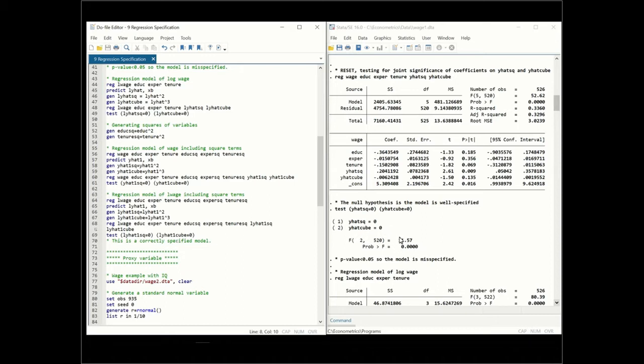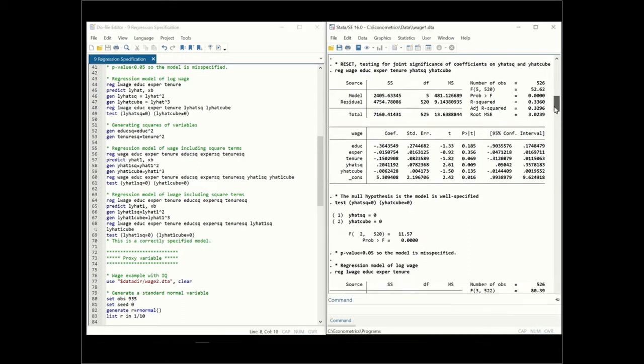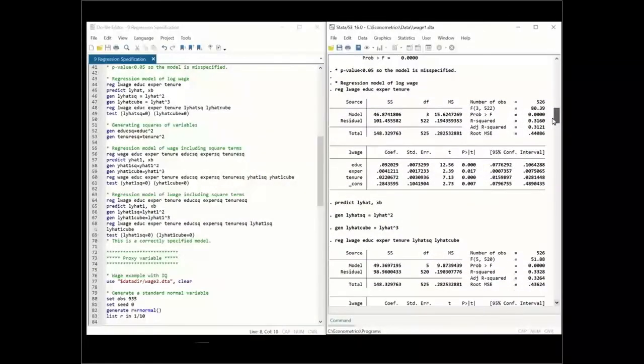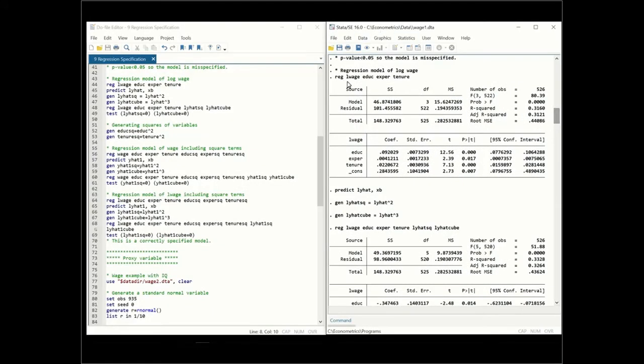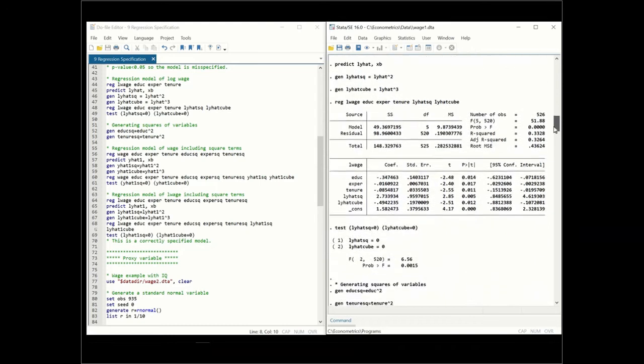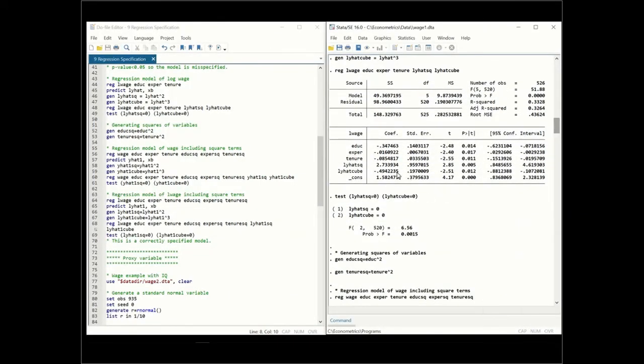So the first model told us it is misspecified. So we need to keep looking. The second model, when I switched to log of wage, these are the coefficients of the model, getting the predicted values from here, the squares and the cubes, putting them in the regression. We're seeing that this one is significantly different from zero. This one is also significantly different from zero.